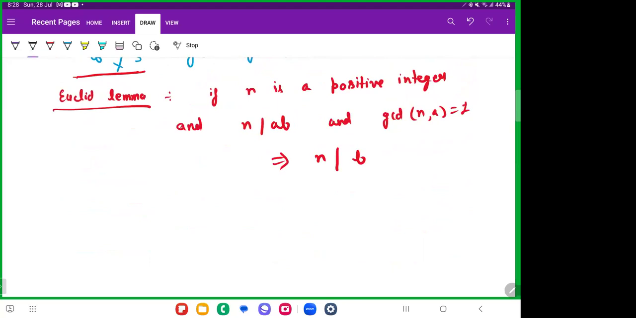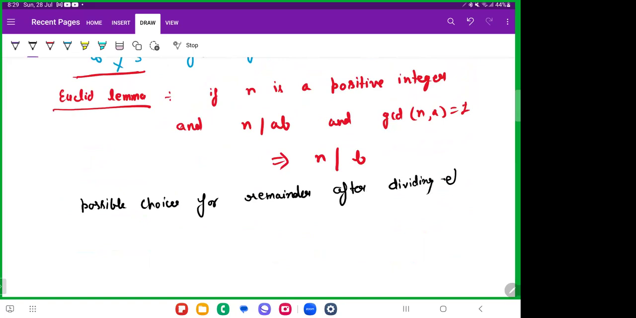Till now I didn't go to bucket. Bucket I will tell you, but let me write. So we have possible choices for remainder, remainder after dividing elements in set S. So what are the possible choices? This can be 0, this can be 1, this can be up to b minus 1.